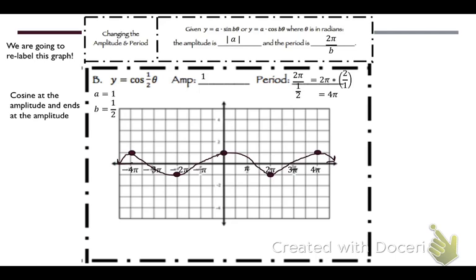Cosine looks like ovaries. Sine looks like an S. I guess you could say cosine looks like a C. Ovaries are funnier. Okay.